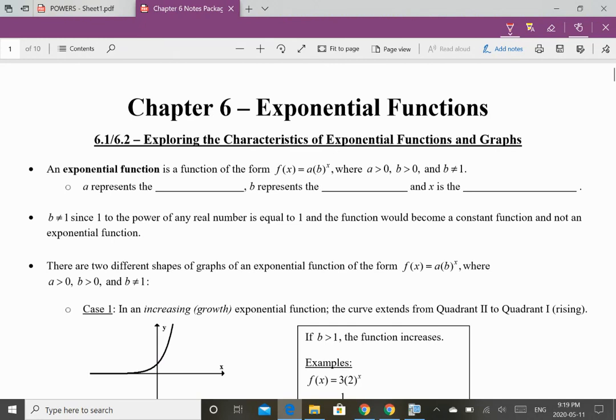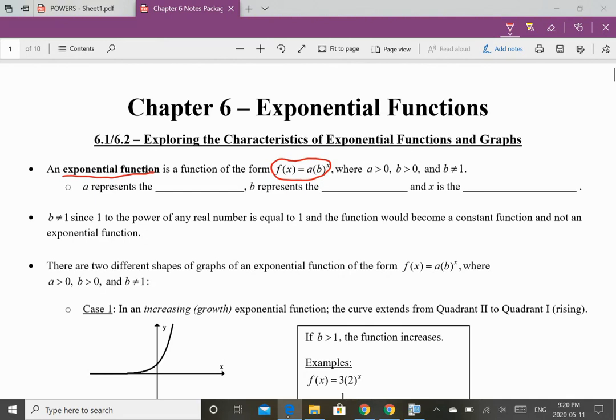Let's start by looking at 6.1 and 6.2, exploring the characteristics of exponential functions and graphs. An exponential function is a function in the form f of x equals a times b to the x, where a is greater than 0, b is greater than 0, and b cannot equal 1. Let's break down that statement a little bit. Let's start with the equation. So this is the equation of an exponential function.